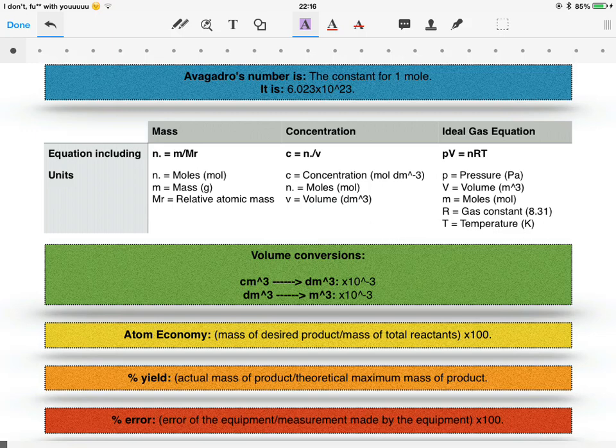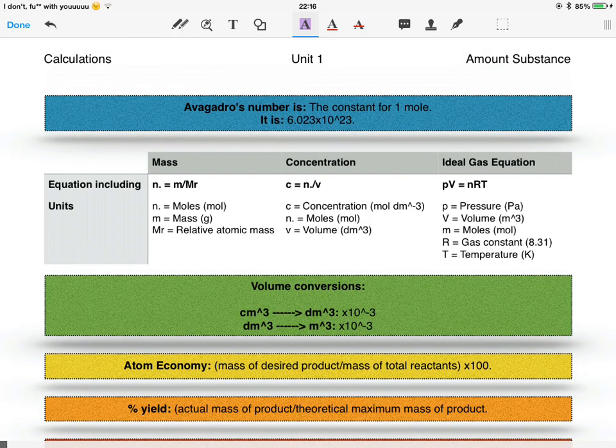Okay, so this video is going to be on the amount of substance, which is 3.1.2 on the spec. It's part of your Unit 1 exam, but also useful for the EMPA, and this is going to be the calculations. So Avogadro's number is the constant for 1 mole. It's the value of 6.023 times 10 to the 23, and this is the number of particles that we're referring to when we're talking about a mole.